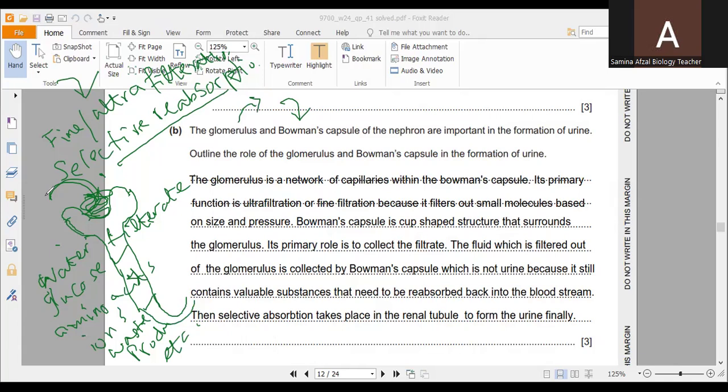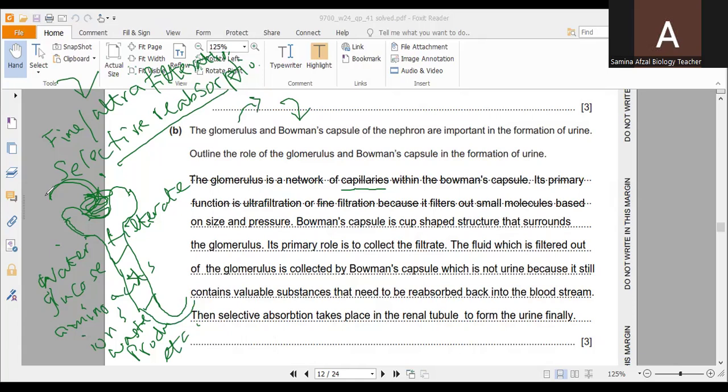Now I would like to read the answer which I have written, and I will explain it as well. The glomerulus is a network of capillaries within the Bowman's capsule. It is a tuft of capillaries which helps in ultrafiltration, a fine filtration. Blood enters the glomerulus at high pressure, and after filtration from the glomerulus, it enters the Bowman capsule in the form of filtrate. So its primary function is ultrafiltration or fine filtration, because it filters out small molecules based on size and pressure.